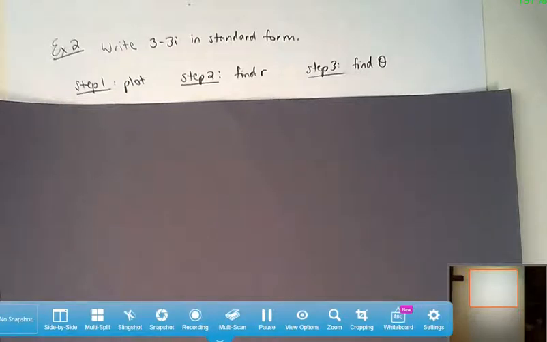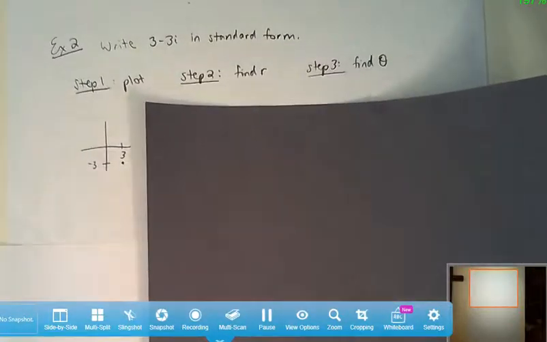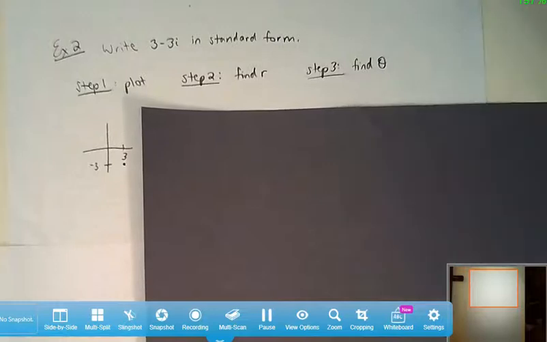So first, in your notebooks, go ahead and plot 3 minus 3i to figure out what quadrant we're in. We are in quadrant 4 because if we plot 3 minus 3i, we're going 3 to the right and down 3. Next, go ahead and in your notebooks find r.